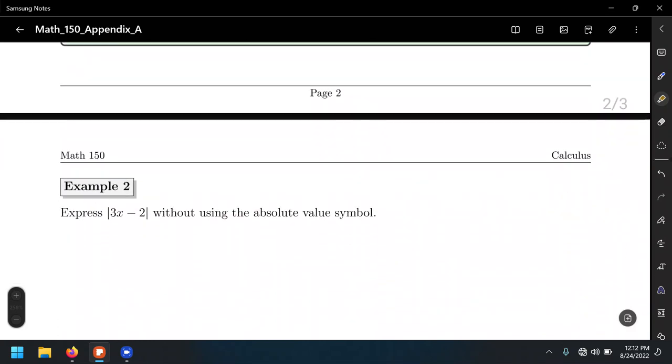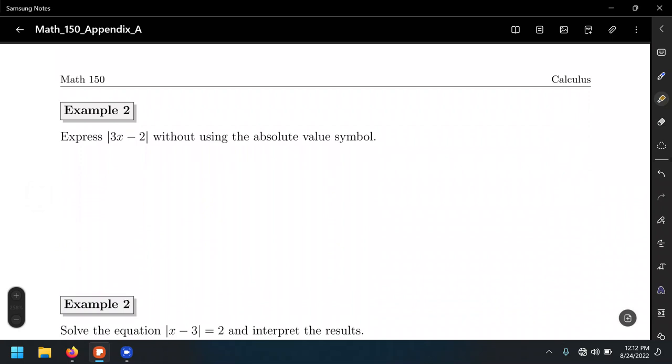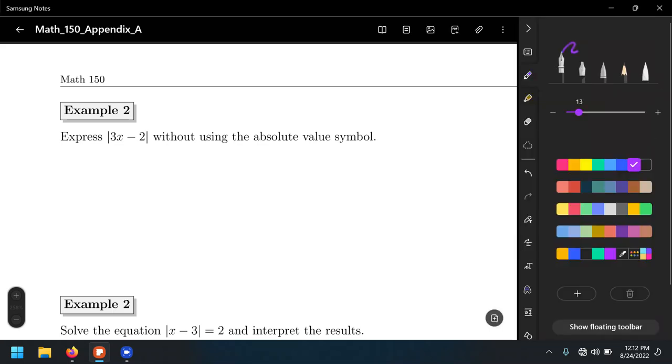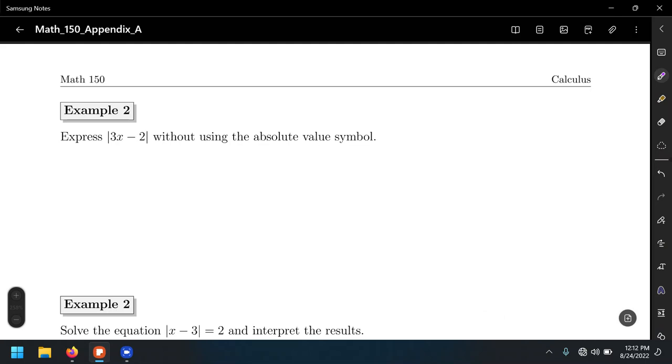So this is what we have here. We have an expression containing absolute value bars, the absolute value of 3x minus 2. And we are being asked to rewrite this without using the absolute value symbol. What do they want ultimately? For example, let me take it back to the original definition when we have the absolute value of x. This would be negative x when x is less than 0 and positive x when x is greater than or equal to 0.